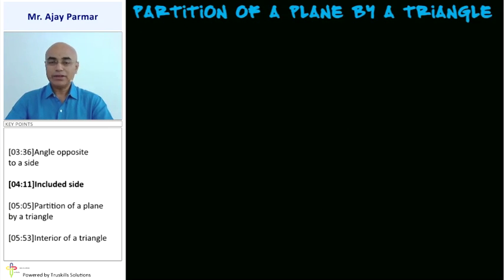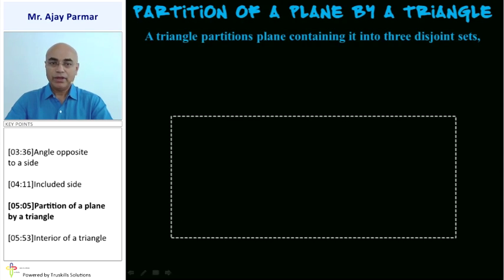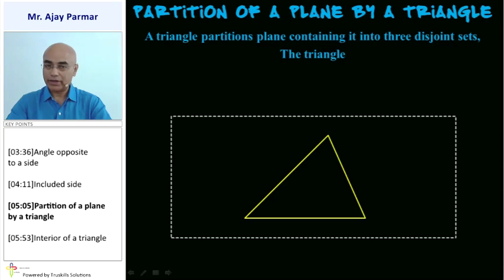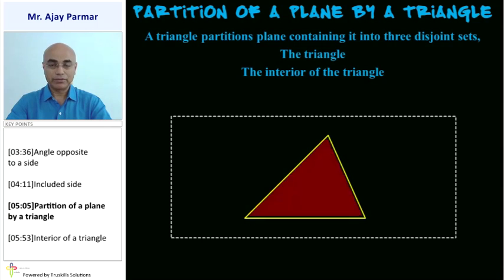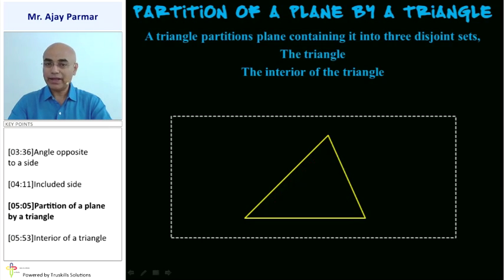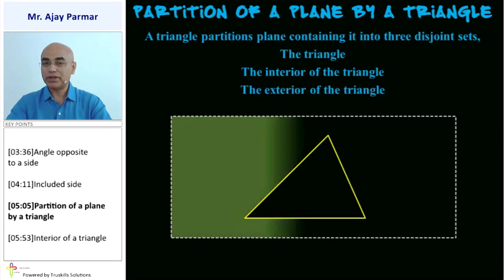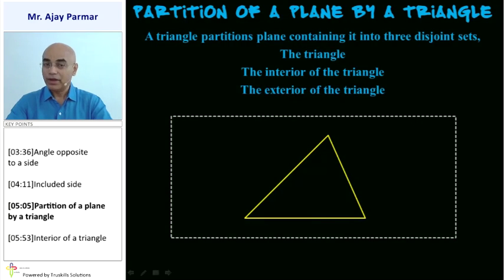We know that a triangle is a planar figure, so it obviously divides the given plane. A triangle always divides the given plane or its own plane into three disjoint sets. That is number one, the triangle itself. Then number two, the interior of the triangle. And the last one, the exterior of the triangle. Let me tell you that these three sets, that is the triangle, interior of the triangle and exterior of the triangle, are disjoint sets.